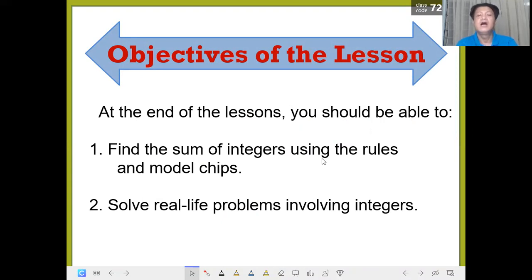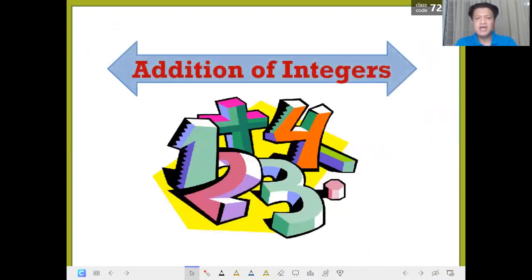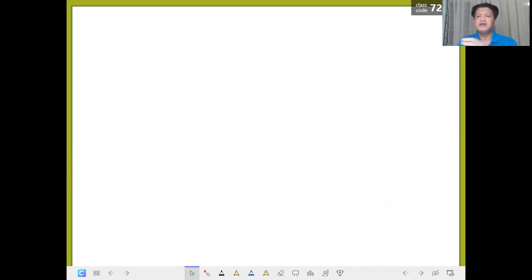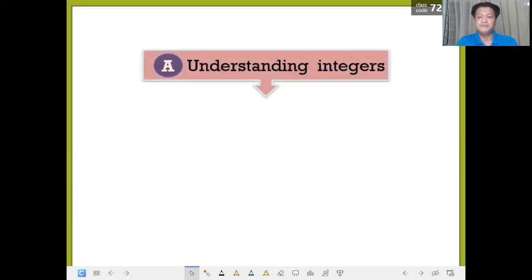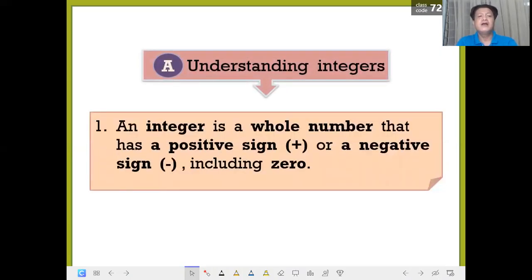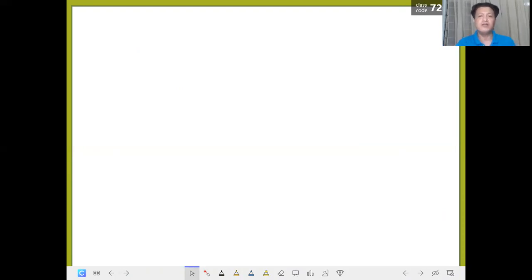Are you ready? Okay, so with that, pag sinabi natin addition of integers, this simply refers to how you are going to get the sum of the given two or more integers. But this time, ano nga bang ibig sabihin ng integers? Kailangan maintindihan muna natin. When we say integer, an integer is a whole number that has a positive sign or a negative sign, including the zero. Ibig sabihin yan, pag sinabi integer, ito po yung combination of the positive, negative, and between of that, we have the zero. Okay, so kailangan siyang whole number.